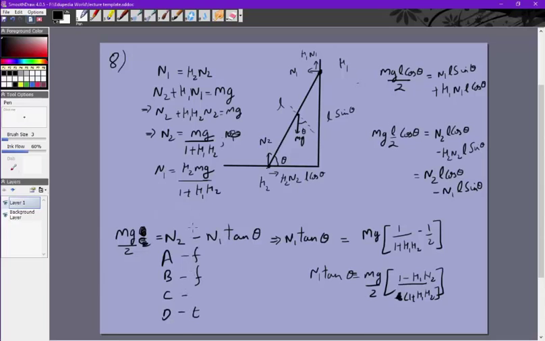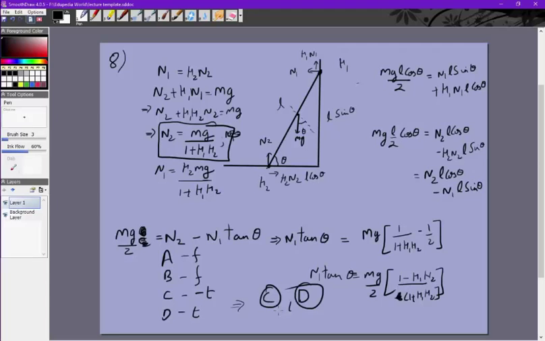So A is false and D is true. Let's look at option C now. If mu1 and mu2 both are not 0, then n2 is equal to mg by 1 plus mu1 mu2. This is a true result. So C is true, which means the answer to this problem will be C and D.